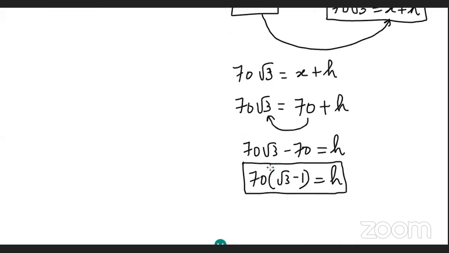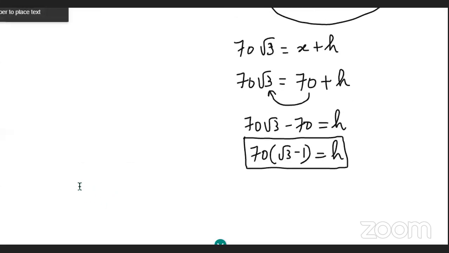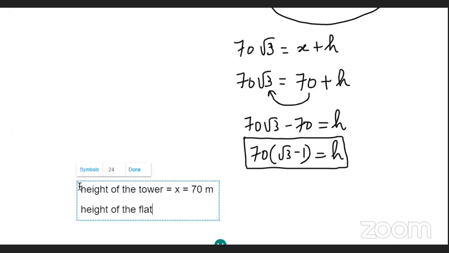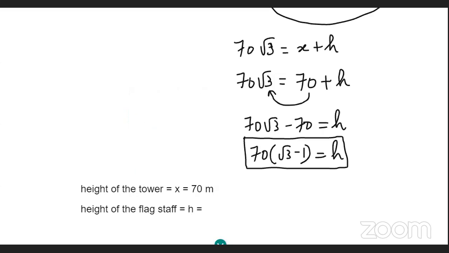So the last step that we'll write is the concluding sentence. Height of the tower equals x, which is equal to 70 meters. Height of the flagstaff equals h, which is equal to 70 into (root 3 minus 1) meters. All are clear with this?